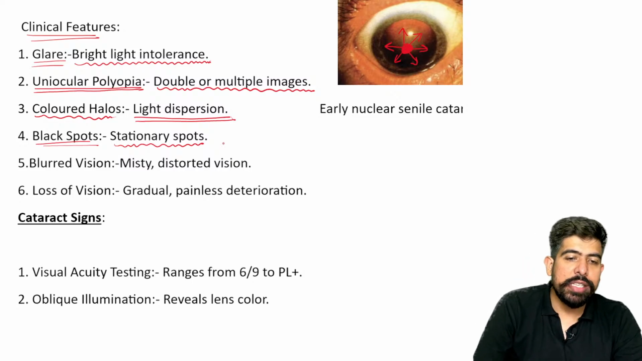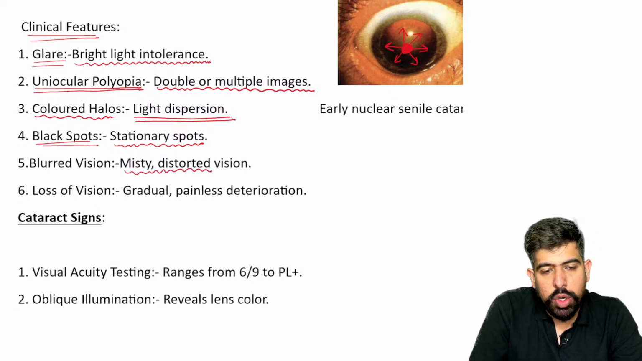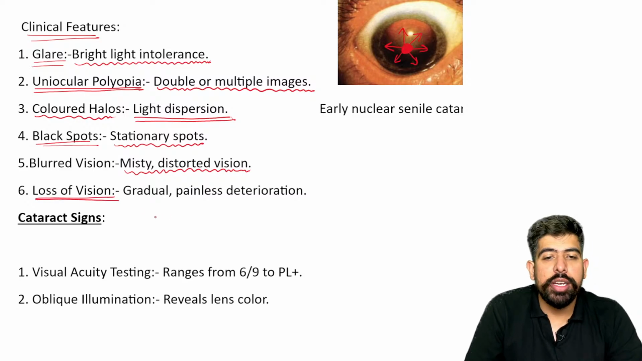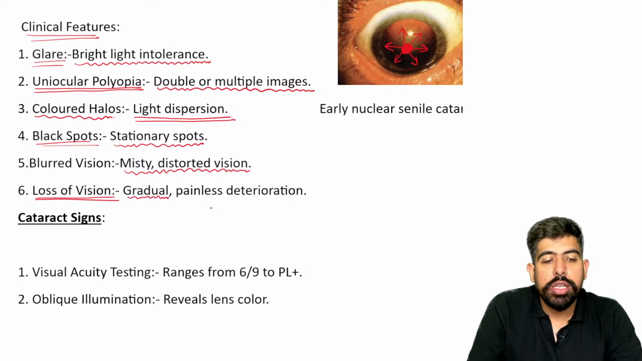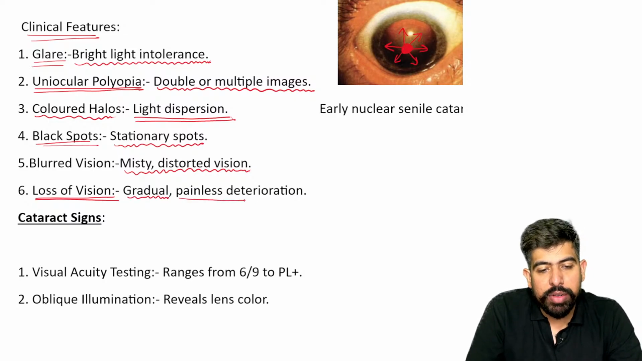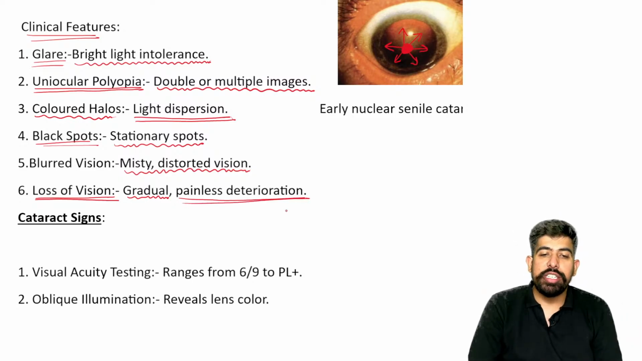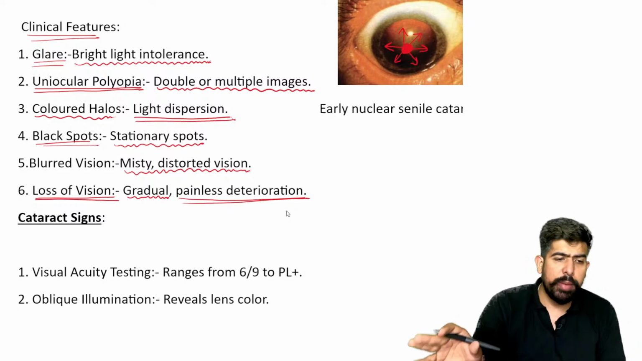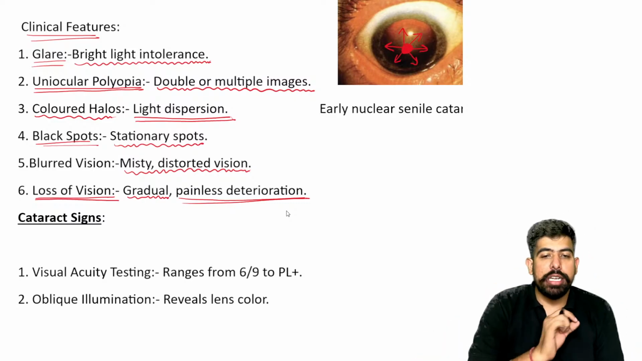Also, blurry vision, as we already talked about, will be there, and maybe misty and distorted vision will be seen in the patient. Please remember, in the starting it will be only blurry vision, but later on gradually this will lead to loss of vision. And please remember, this loss of vision is totally painless. There is no pain. The painless vision loss will be seen in this condition.